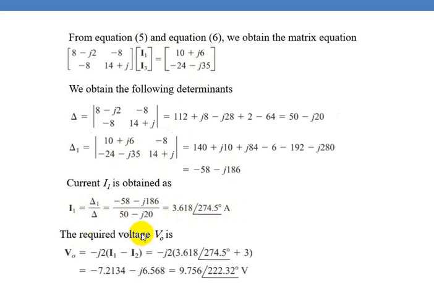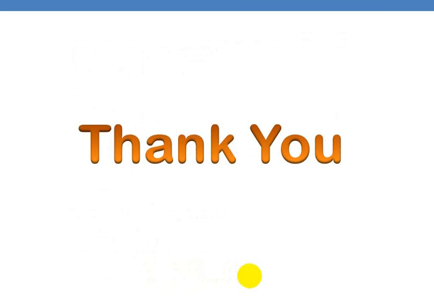ampere. The required voltage V0 is V0 equal to minus j2 into I1 minus I2. So you know I1 and also you know I2. So now substitute the values. I2 is minus 3. So substituting values, you will get V0 in rectangular form as minus 7.2134 minus j6.568. In polar form, it is 9.756 at an angle 222.32 degrees volts.